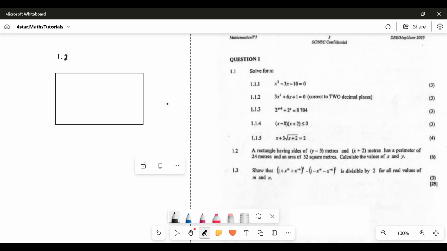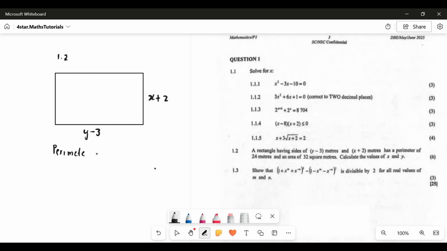So we are told that we're having a rectangle. I try to draw a rectangle here. It has the following dimensions or sides: one side is y minus 3, then the other side is x plus 2. Then from the statement, we are told the perimeter.